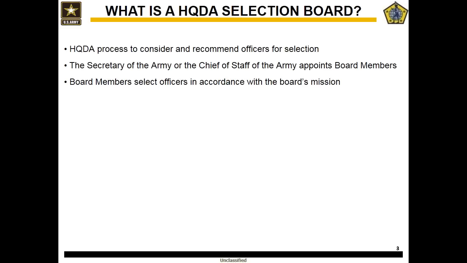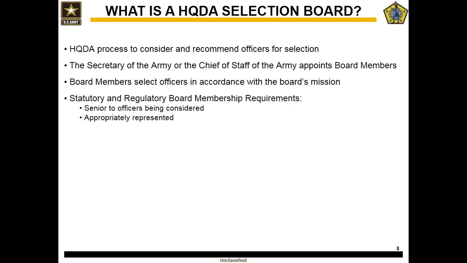Board membership composition is prescribed by Title 10 U.S. Code, Army Regulation, and Army G1 Policy. Board members must be senior to those officers considered and appropriately represent officers' components, branch, joint experience, ethnicity, and gender. Army policy dictates that board members must be a lieutenant colonel or higher for officer boards. Additionally, board members are required to have successful careers with on-time promotion and or CSL selection, as well as no derogatory performance. Lastly, U.S. law requires at least 5 board members. However, depending on the board's mission, there can be up to 22.